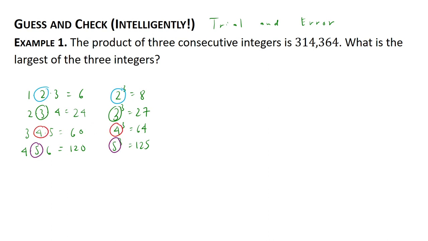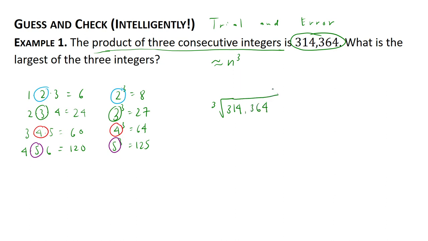Ito, yan. Dito, 3. So, that's the key insight na a product of 3 consecutive integers is close to a perfect cube. Okay, so ganun lang. Ibig sabihin, kunin natin yung cube root nito. So, the cube root of 314,364 using a calculator. Okay, kakalkyo ko. This is around 67.99. So, of course, this is very close to 68.